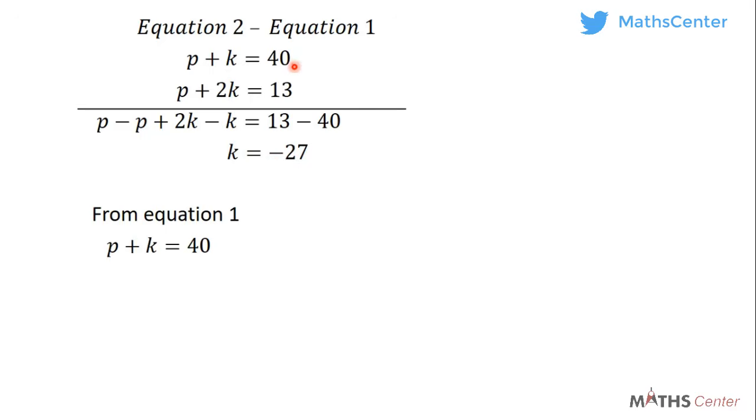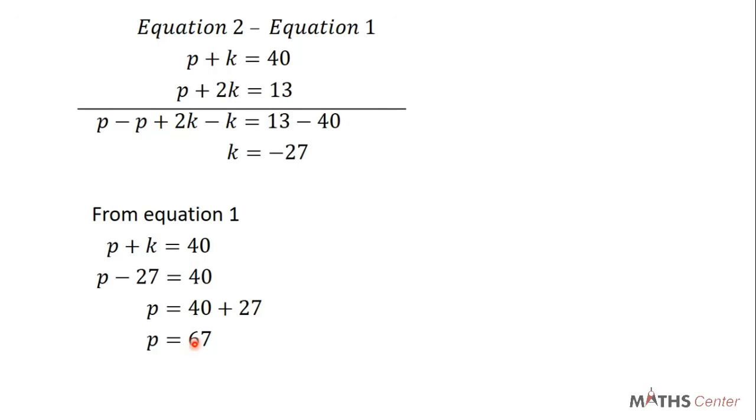From equation 1, we know that p plus k is equal to 40, but we have found k to be minus 27. So we can replace k with minus 27. So p minus 27 is equal to 40, and this will give us p is equal to 40 plus 27, and p is equal to 67. So we have k as minus 27 and p as 67.